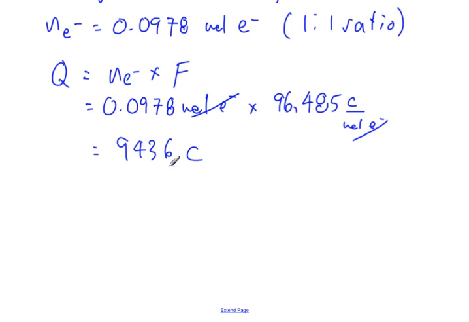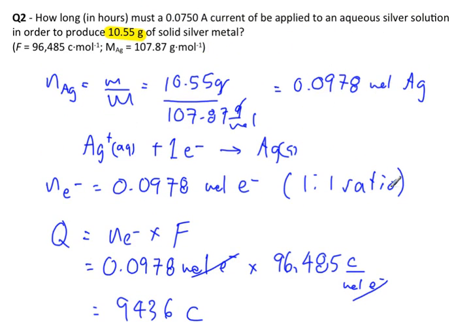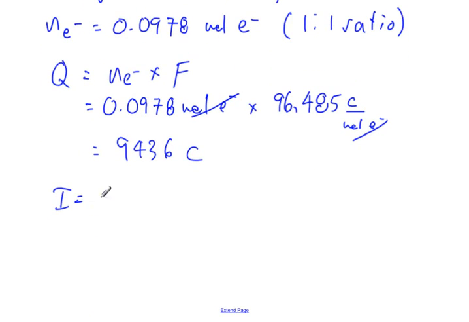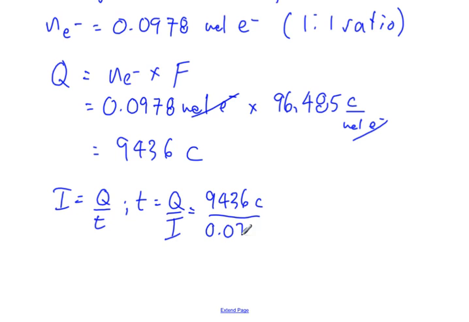Now finally, once I have coulombs, that's my total charge Q, and I know the current. We were given the current at the top, in the question, 0.0750 amperes. So now I have Q, and I already have current, so I can find T, which is what the question is, how long in hours. Okay, so I equals Q divided by T, but I want T, so T equals Q divided by I, 9,436 coulombs divided by 0.0750 coulombs per second. Remember, 1 ampere equals 1 coulomb per second.